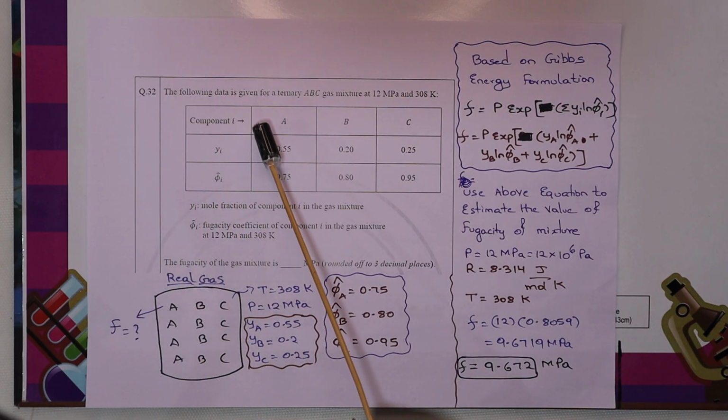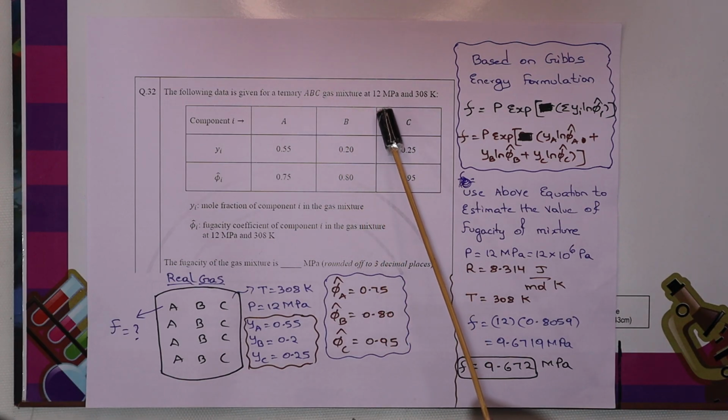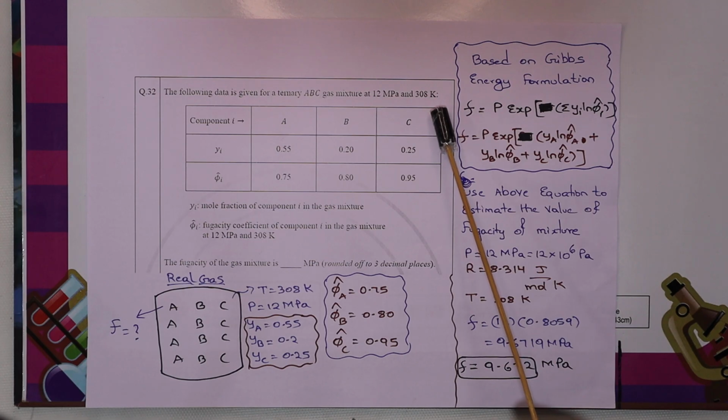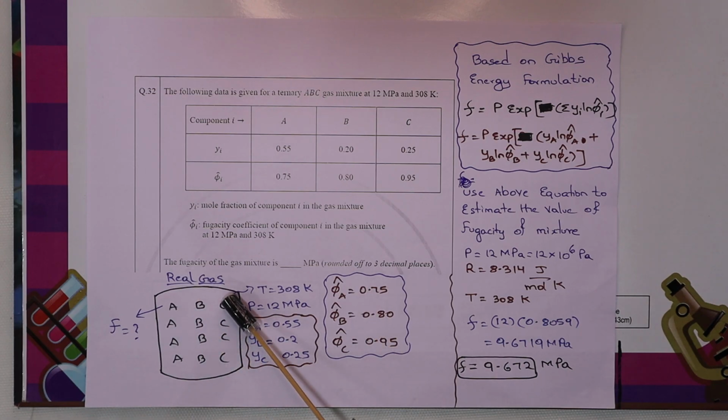Given the following data for the ternary mixture A, B, C gas at a certain pressure, which is 12 megapascal, and temperature 308 Kelvin. That means a ternary mixture consisting of A, B and C at a temperature of 308 and pressure equal to 12 megapascal. The mole fractions of A, B, C in this mixture are 0.55, 0.2 and 0.25. In addition, one more piece of information is given, that is the fugacity coefficient of A, fugacity coefficient of B and fugacity coefficient of C.